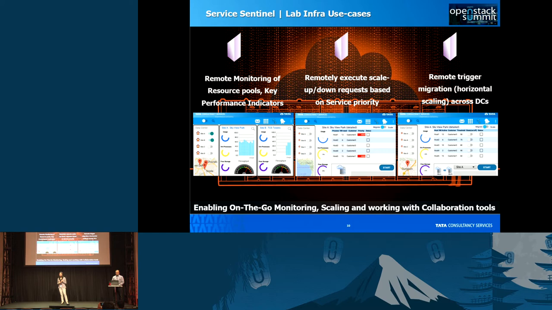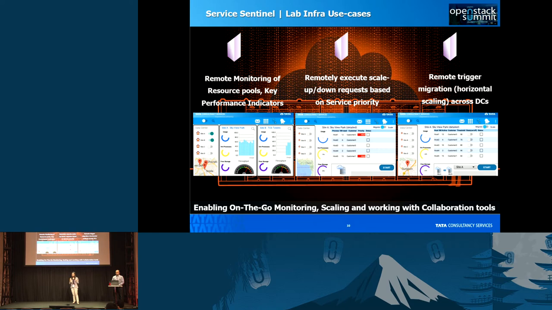The second one can be a Lab Infra user will be able to perform scale up and scale down activities of the resources across locations depending upon certain KPIs. And the third one can be when a Lab Infra user will be able to manually trigger the migration activities.